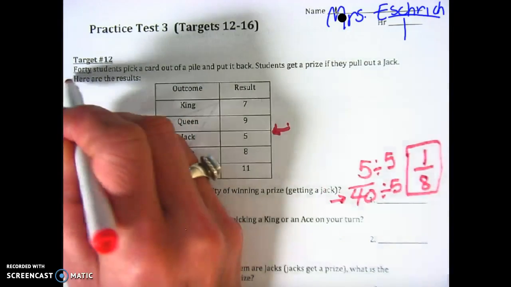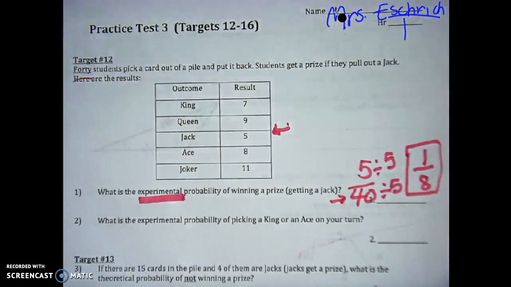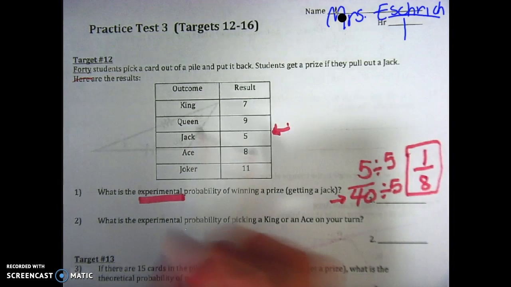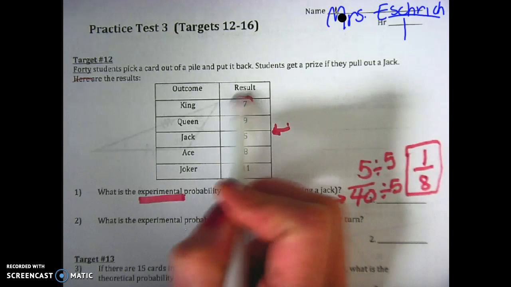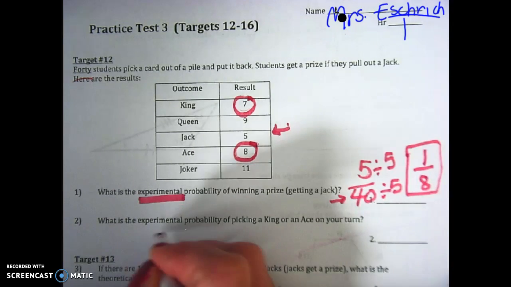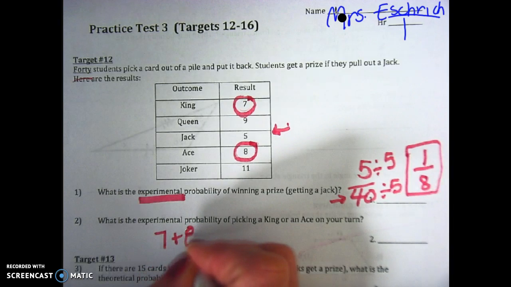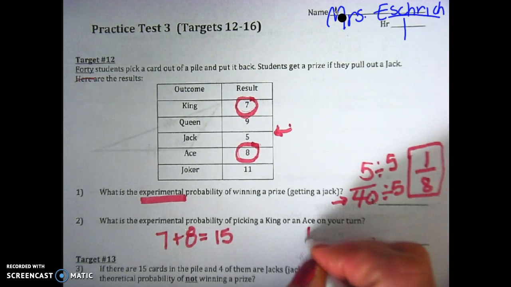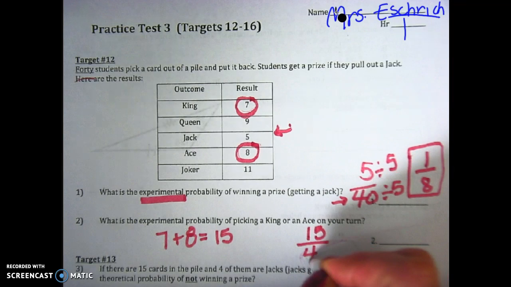Right up here it says 40 students pick a card. Now remember when we said it's or and? This should be and. That we add them. So what is the experimental probability of picking a king or an ace? Well, let's look at king. Here's king, 7. Here's ace, 8. We're going to add those up. 7 plus 8 is 15, correct? So then it's going to be 15 out of 40.